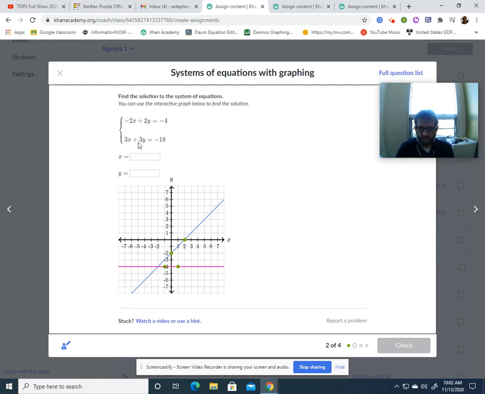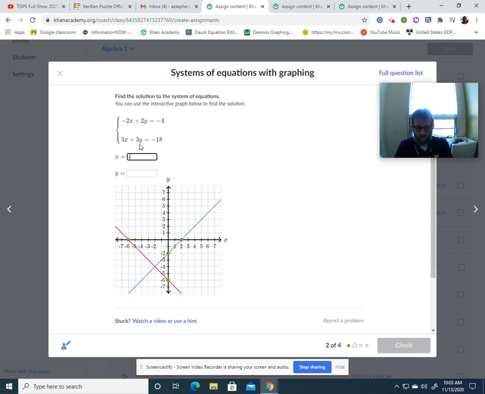Now, same thing goes here. We're going to talk about intercepts. If y is 0, then that has to be (negative 6, 0). And likewise, if x is 0, this is (0, negative 6). So there's my two intercepts. So now where do the lines cross? They cross at (negative 2, negative 4).